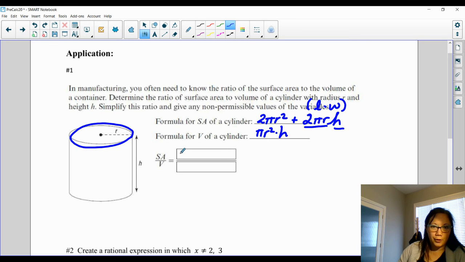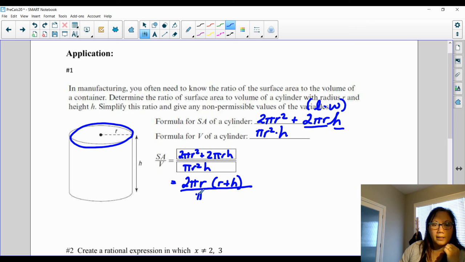If we want to take the ratio of surface area over volume, I'm going to put my formula for each in there. So I've got 2 pi r squared plus 2 pi r h on the top, and I've got pi r squared h on the bottom. Now, I want to treat this like the questions that I just did, so I'm going to factor a GCF out of my numerator. So my GCF is 2 pi r. That leaves me with r plus h. In the bottom, it's already factored as pi r squared h.